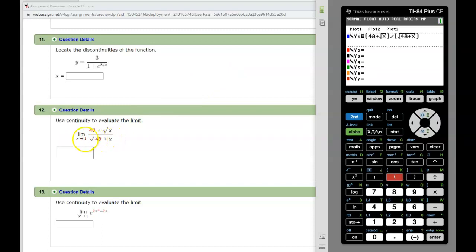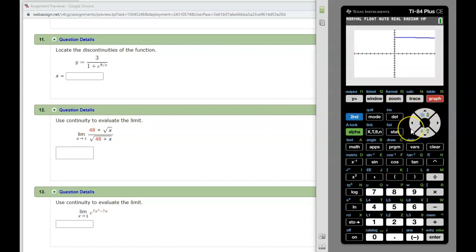When I put this in, I get 48 plus 1 gives me 49. That's going to give me 7. And the square root of 1 is just 1, so 48 plus 1 would be 49 over 7, should give me 7. So let's see if that's true here. I'm going to graph this.